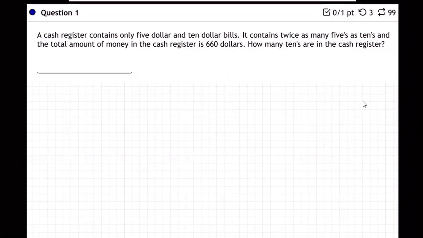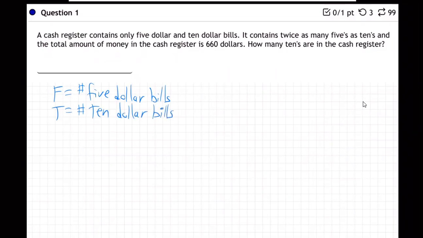I'm going to let F be the number of $5 bills, and T be the number of $10 bills. So you could use X and Y if you want, but it's easier to use meaningful letters. That way, when you're done, you know what you got.